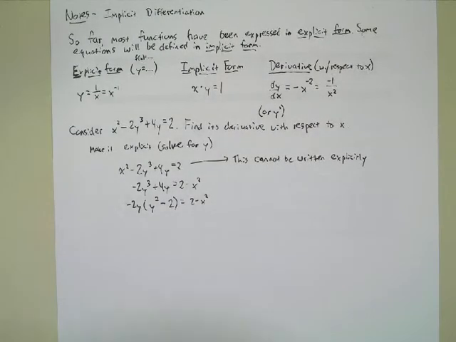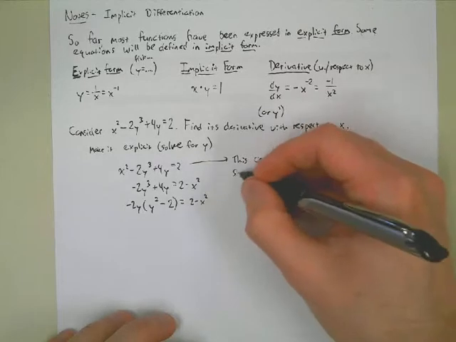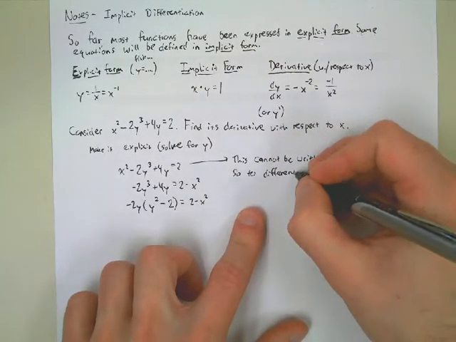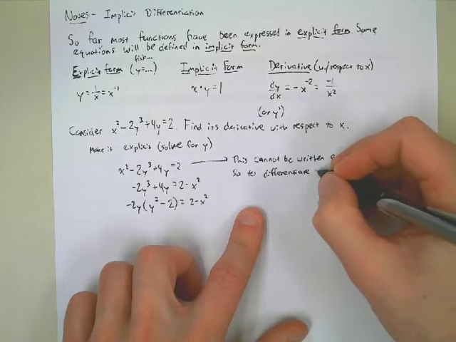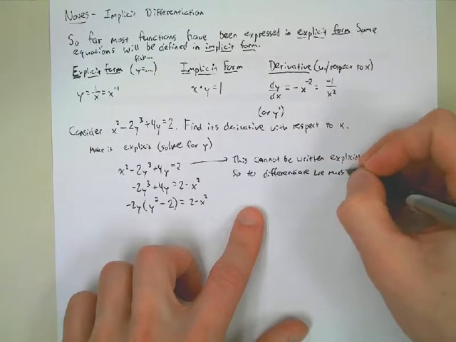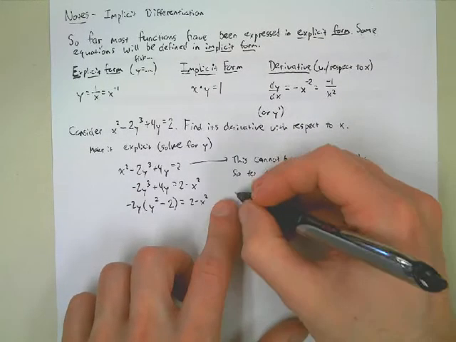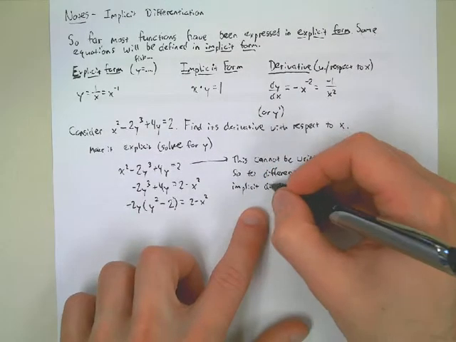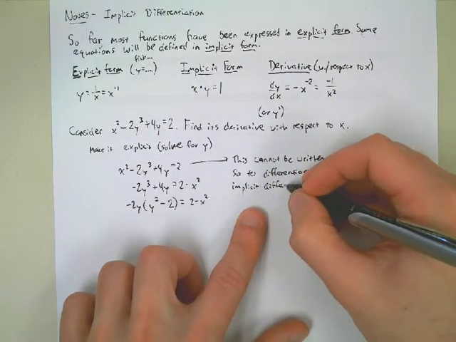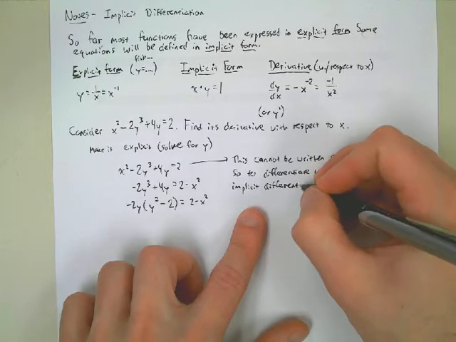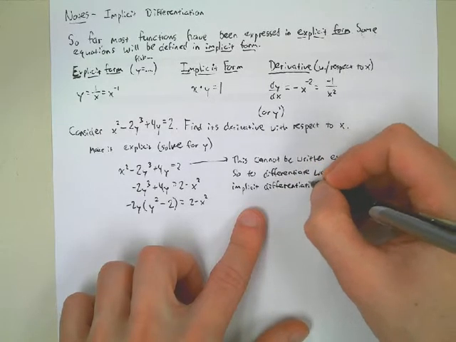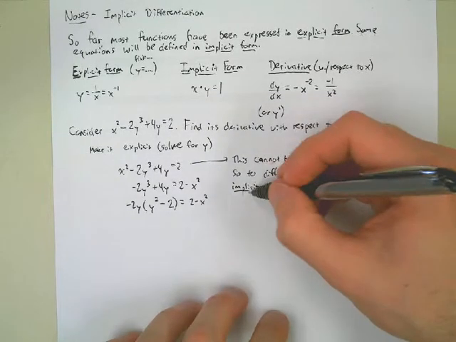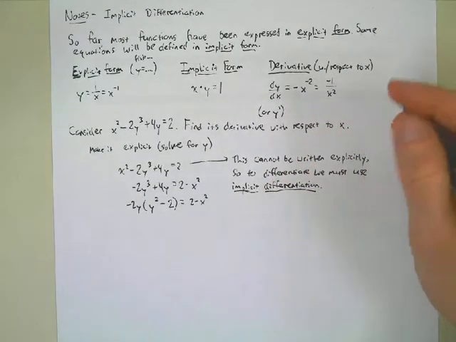So, to differentiate, we must use implicit differentiation, which is very much like the differentiation we've been using before. Okay, so this cannot be written explicitly, so to differentiate we must use implicit differentiation, the name of our notes.